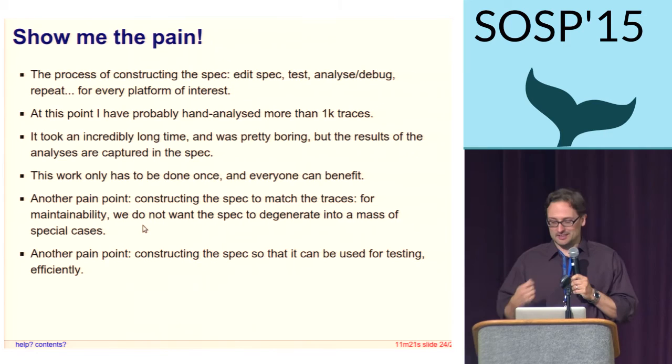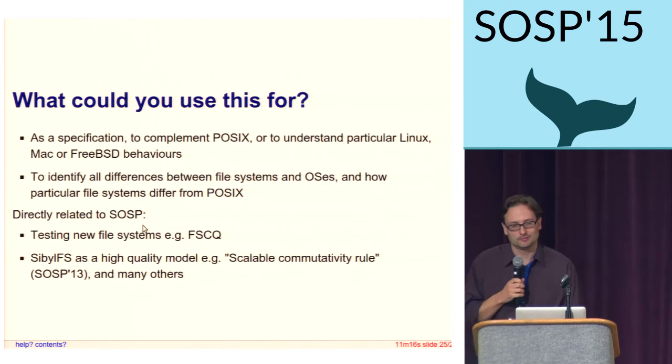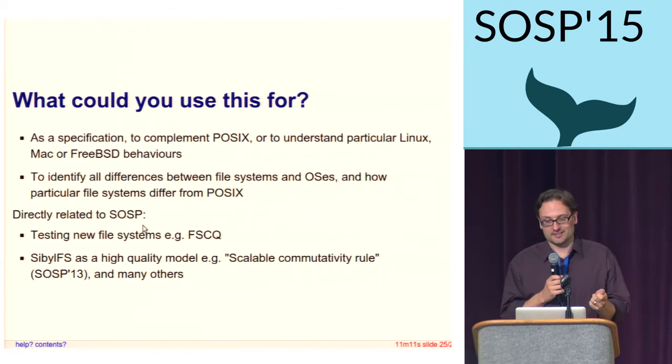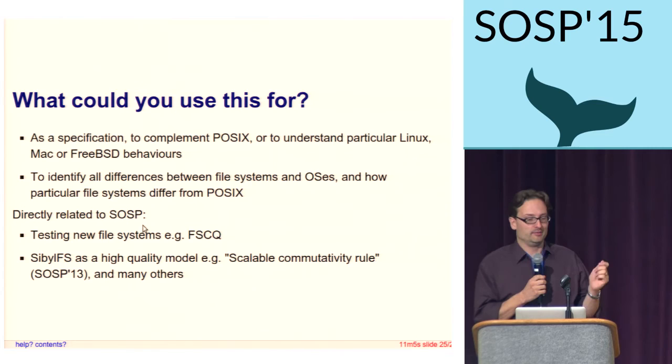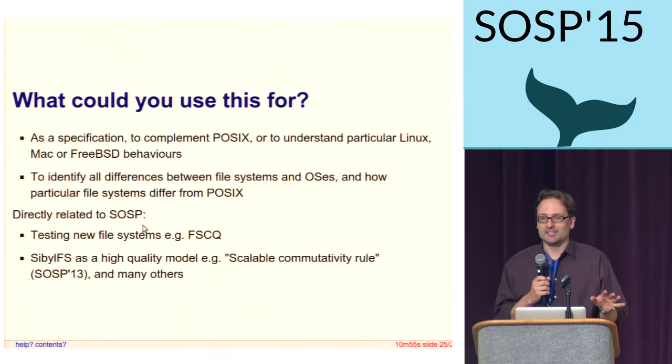Okay, so what could you use all of this stuff for? We've talked about the fact that it's a specification, so it could be used as a complement for POSIX, or if you wanted to understand particular Linux, Mac, or FreeBSD behaviors, or if you wanted to identify all the differences between different file systems and OSs, or how a particular file system differed from POSIX, say, the spec can answer all of these questions for you.